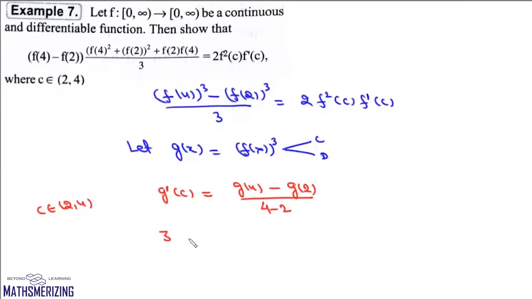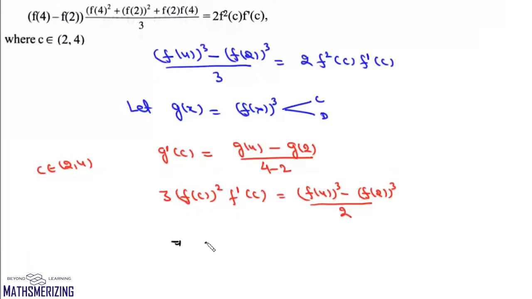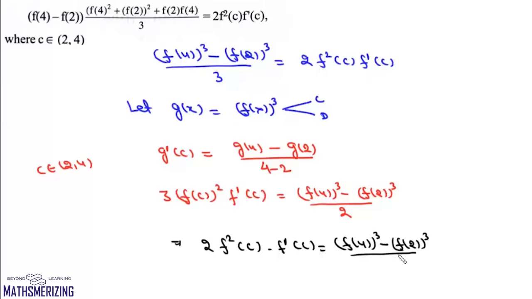Now what is g dash x? g dash x is 3 f(c) square into f dash C, and here it will be (f4 cube minus f2 cube) upon 2. Now we can rearrange it. If we rearrange it, we can write this as 2 f(c) square into f dash C will be equal to (f4 cube minus f2 cube) divided by 3. And this is what we need to prove.